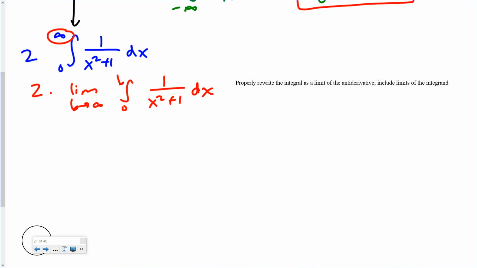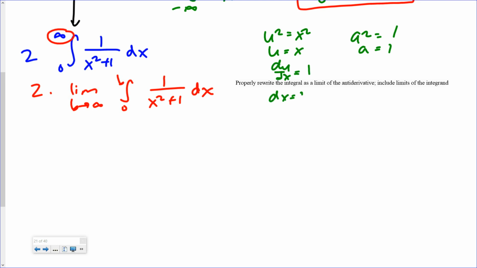What is the integral of 1 over x squared plus 1? It is an arctan. Why is it not an ln? Well, if this is my u, the derivative of x squared plus 1 is 2x, right? Do my x's cancel out? No. So not an ln problem, it is an arctan problem. My u squared is equal to x squared, so u is equal to x. My a squared is 1 squared, or 1, so a is 1. The derivative of u is 1, so dx is du.